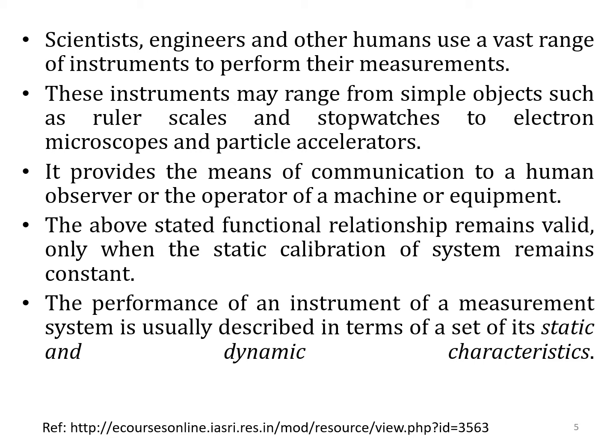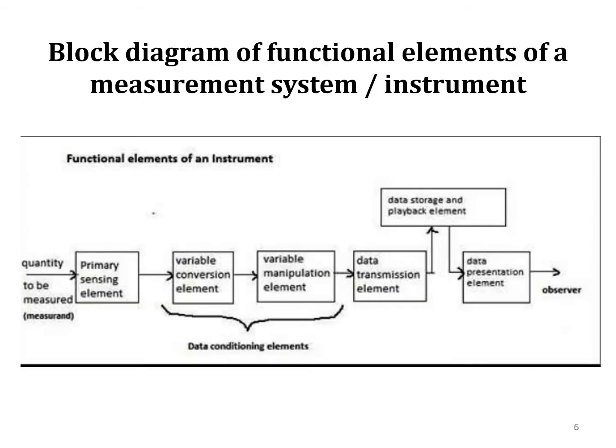The performance of the instrument or a system is usually described in terms of a set of static and dynamic characteristics. Before studying the measurement system, we will study the basic block diagram of the functional elements of the measurement system or the instrument. In this block diagram you can see that the quantity to be measured is given to the primary sensing element. In the primary sensing element we will have the sensors.